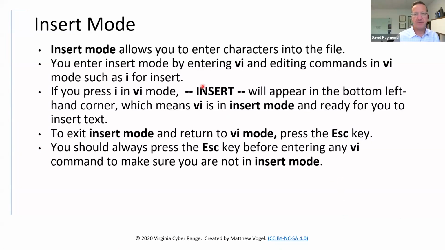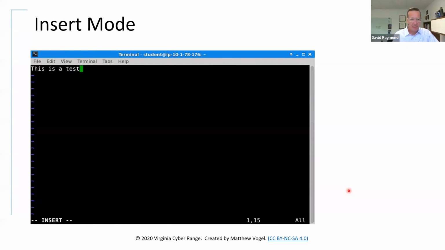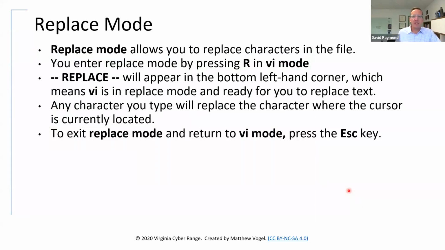Okay, so now I've hit I, and I was in insert mode. I typed in some stuff, then I hit the escape key, and that took me out of insert mode back into VI mode. Okay, there's another mode called replace mode, and this is super straightforward, right? It works just like insert mode, except instead of pressing the I key, I press the R key from VI mode, and now I'm replacing text instead of inserting text.